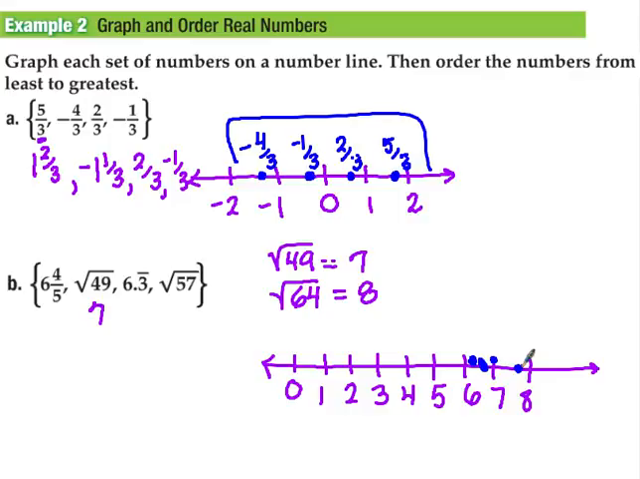Now what we need to do is just write what they are next to them, and then we're good for least to greatest. What was this? 6.3. And you could actually do this as you plot them, and that would work as well. What was this one? 6 4/5. What was this one? Yeah, which was what in the original problem? Root 49. And then what was this one? Root 57. There you go, least to greatest.